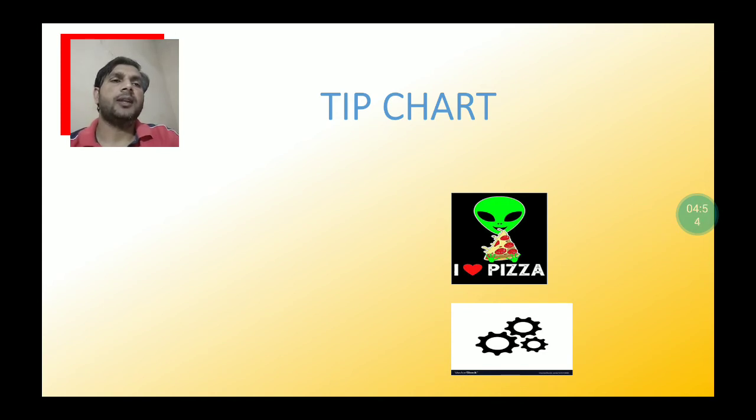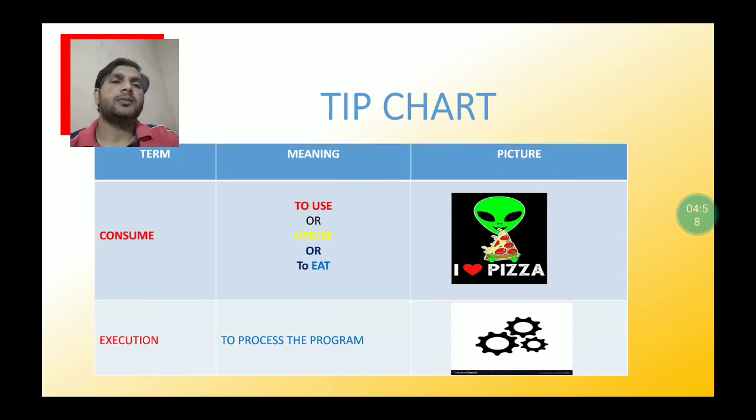If you cannot, then I will show you what these words are. So the first word is consume. Consume means, so what is he doing? Consuming. Consume means to use, to utilize, or to eat. Okay. Next, the second word is execution.